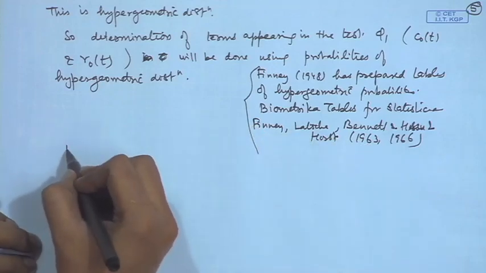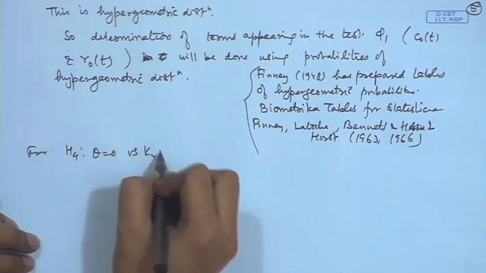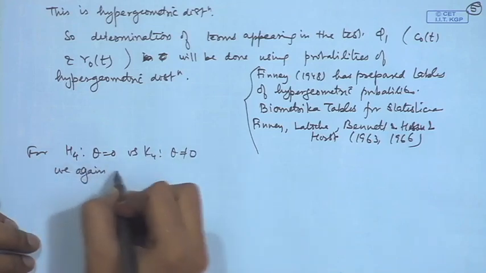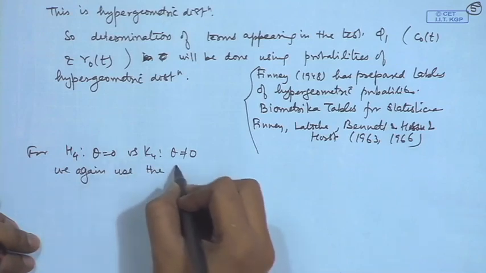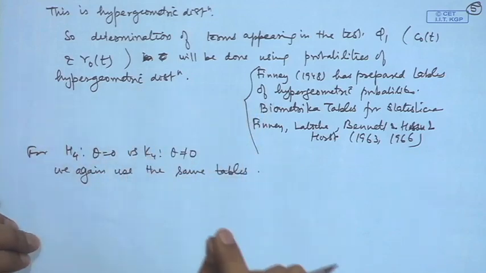For H4, that is theta is equal to 0 versus K4, theta not equal to 0, we again use the same tables. That is the distribution that will be used for theta is equal to 0, that will again become hypergeometric. So, here we have seen a problem of comparison of proportions in two binomial distributions can be solved using this theory of UMP unbiased tests here.